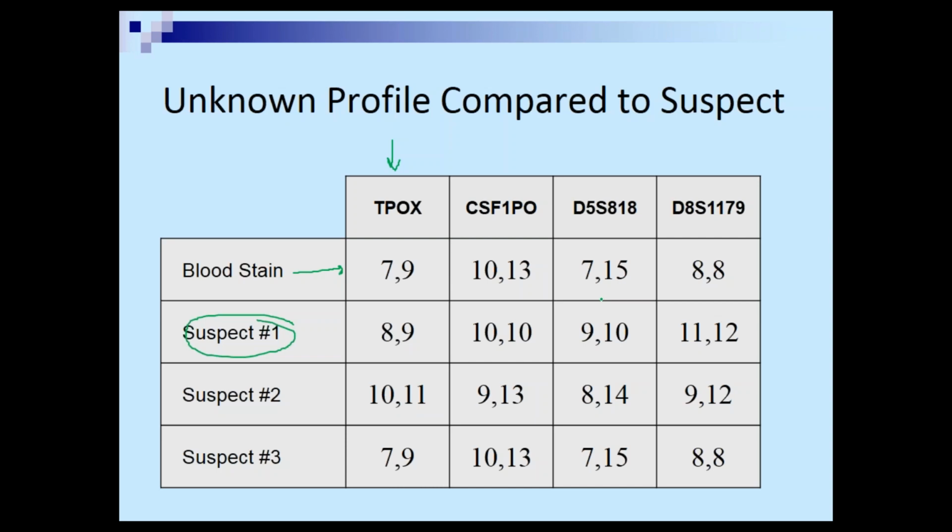All right, how are these questions going to be phrased? They may be phrased, your blood stain is 7, 9, 10, 13, and 7, 15. And it does not match suspect number 1 at any of the loci. What is your conclusion? Well, our conclusion is, what is that?